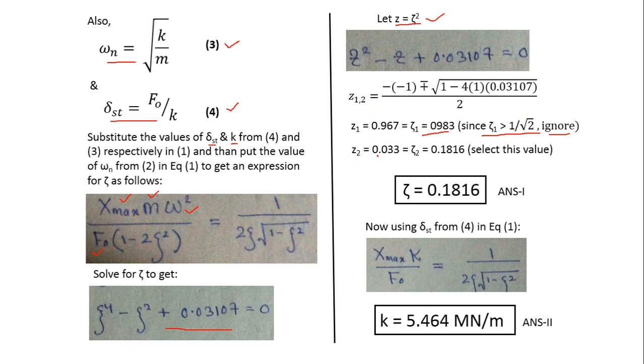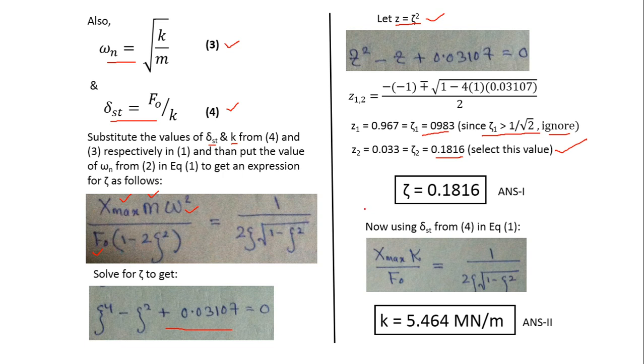So z2 comes out to be 0.033, which gives again from this expression a value of zeta 2, that is 0.1816. And this value is lower than 1 upon under root 2. So we're going to select this value for zeta for this problem, and zeta comes out to be 0.1816, and this is your answer 1.